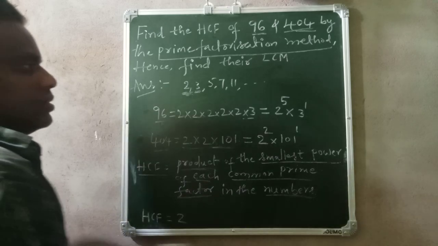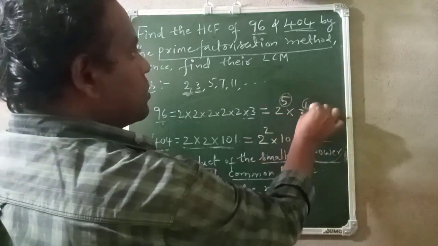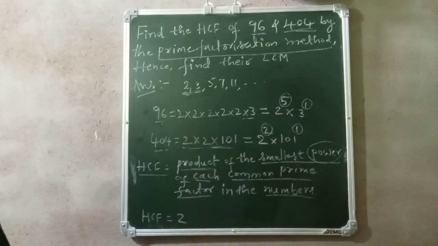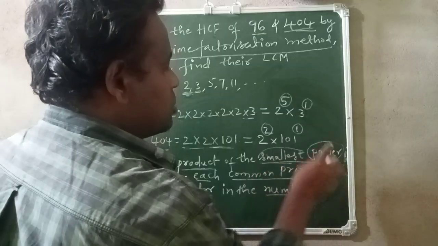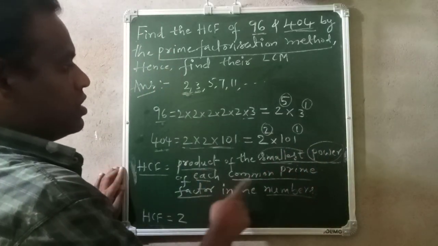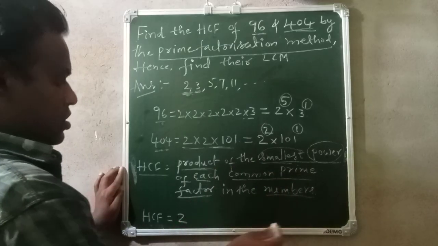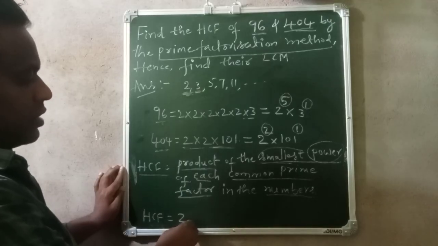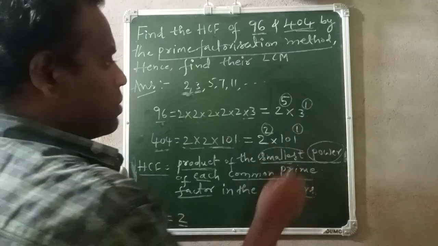Now come to this power. That means you consider the powers. These are the powers. So what are they telling? Next, the smallest power. Okay. Smallest power of each common prime factor. Power of what? Common prime factor. So the common prime factor is 2, and we have to consider the smallest power.